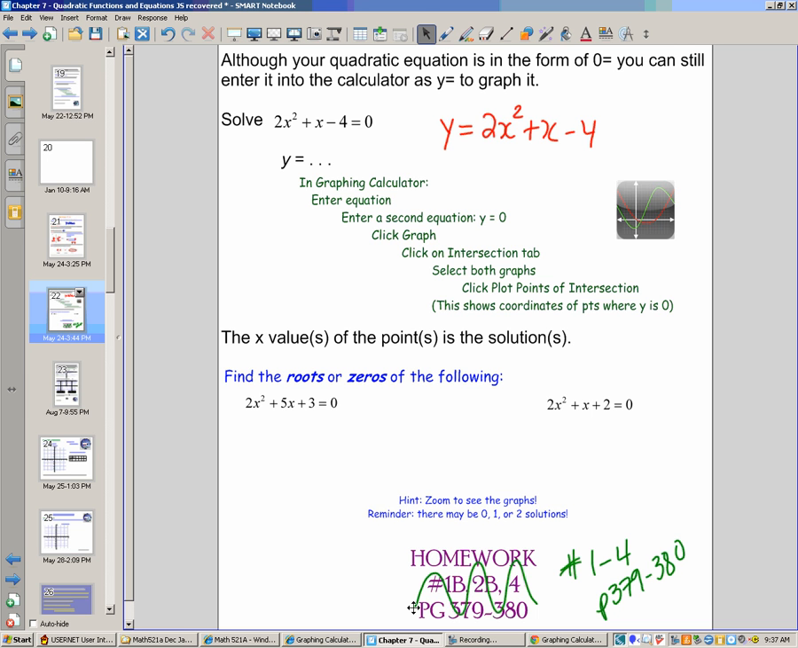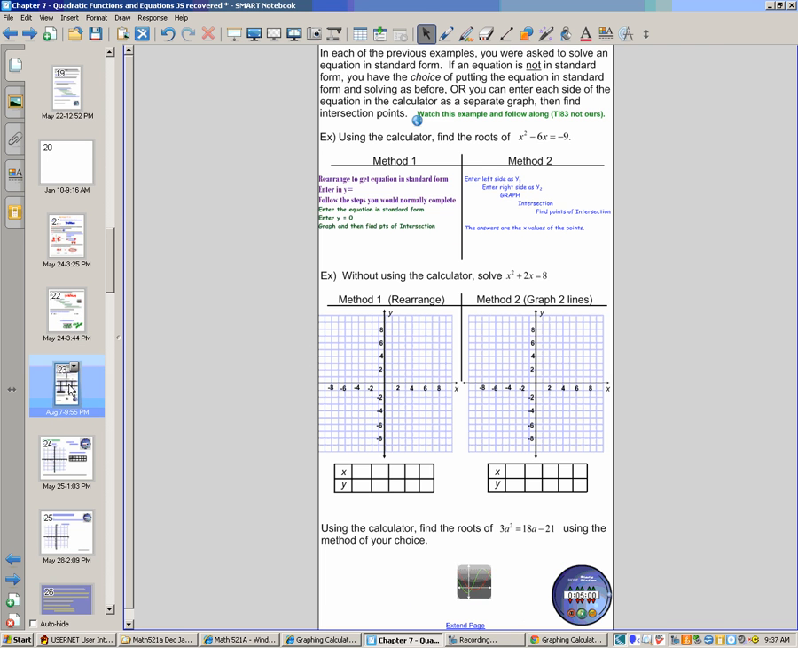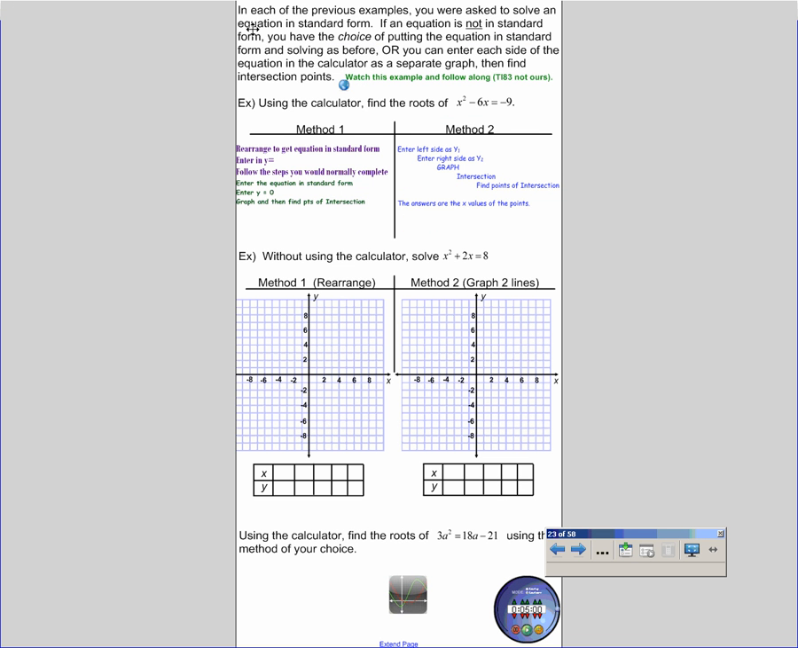But I wanted to show you another way of figuring it out. Okay, so in each of the previous examples, they were already solved to be in standard form. So this is another option that you can have if they're not solved to be in standard form.